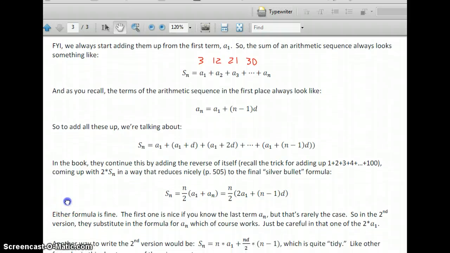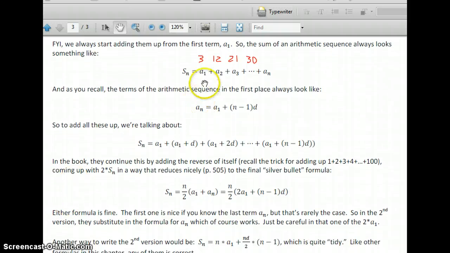How do you add all those up? Well, if you were going to add up the first n terms of a sequence, every single term all the way up, like 3 plus 12 plus 21 plus 30, realize that each one of those terms can be written like this. The nth term at any point can be written as the first one plus a number of steps of d added onto it.